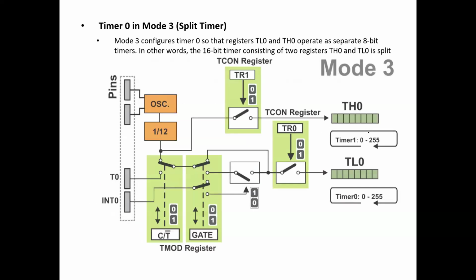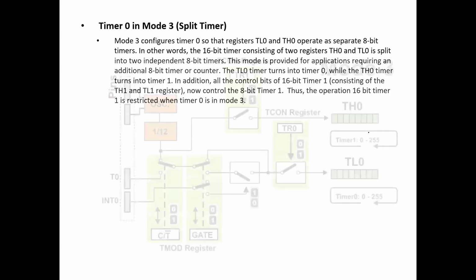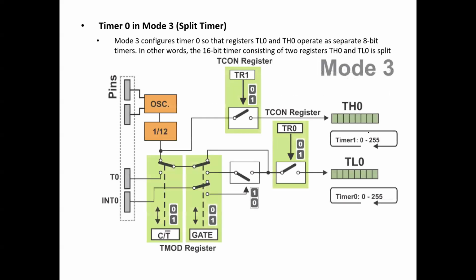Split timer modes configure timer 0 so that registers TL0 and TH0 operate as separate 8-bit timers. Both are separate actually. In other words, the 16-bit timer consisting of the two registers TH0 and TL0 is split into two independent 8-bit timers. This is called the split timer. Both are independent, they will count separately.